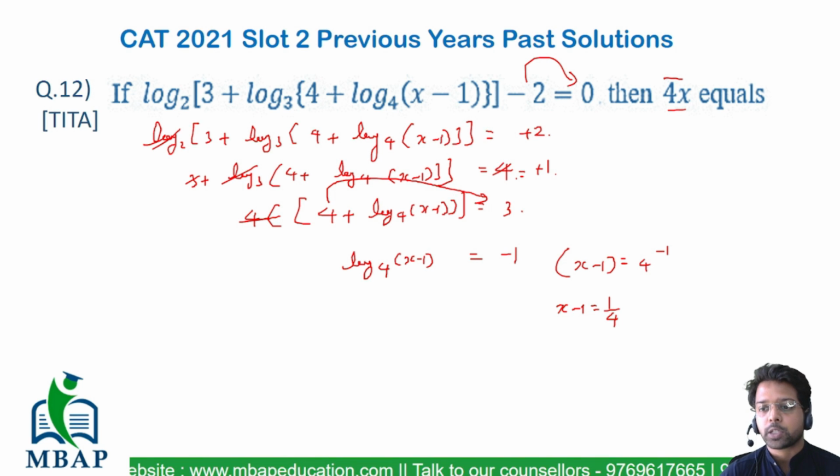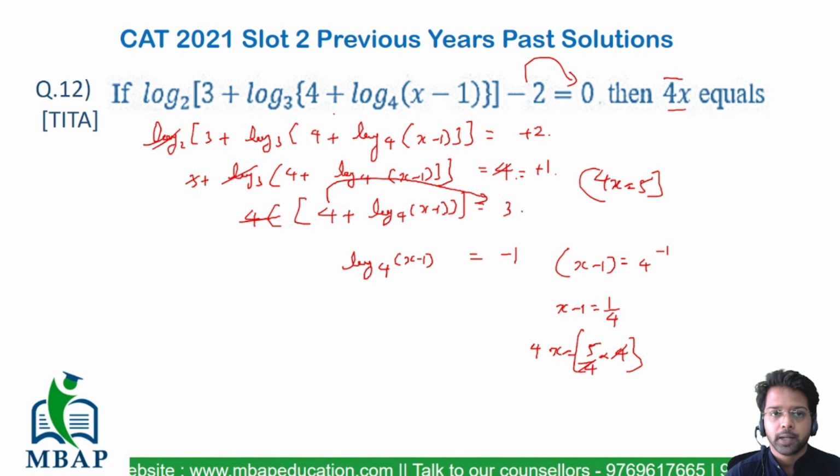If x minus 1 is equal to 1 by 4, the value of x will be equal to 1 plus 1 by 4, which will be 5 upon 4. Now you got the value of x to be 5 upon 4. The question is about finding 4x. 4 times this value will become 5 by 4 into 4, and 4x will simply be equivalent to 5. Hence, the answer for this question will be as simple as 5.